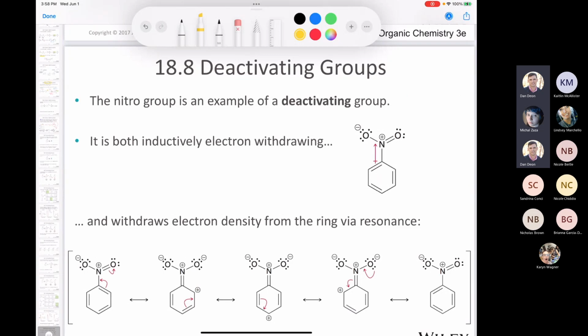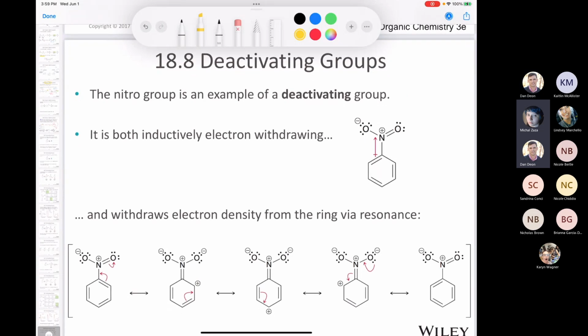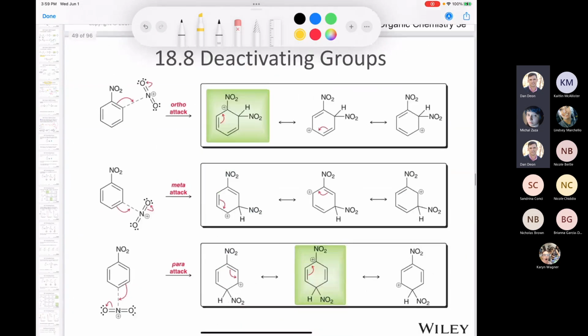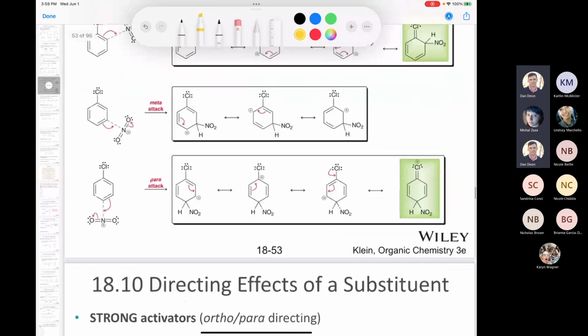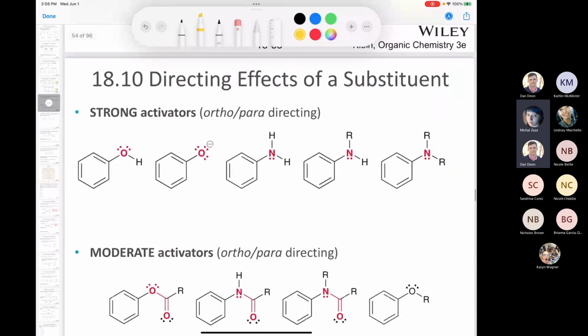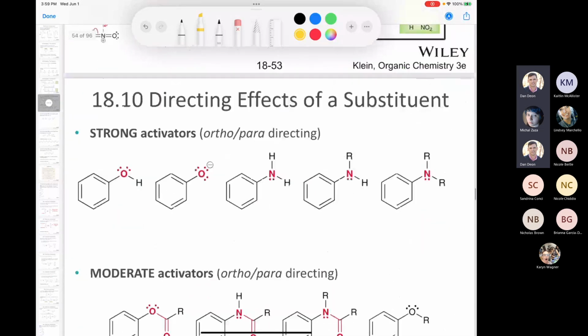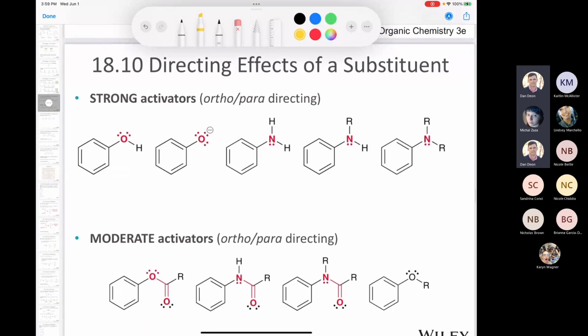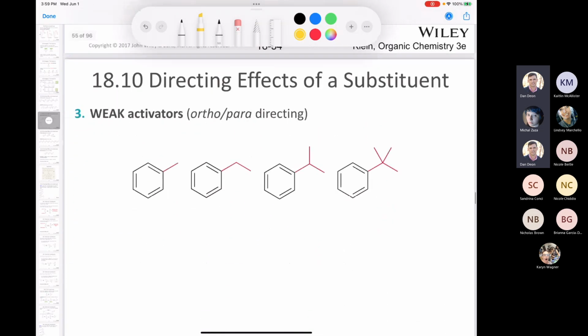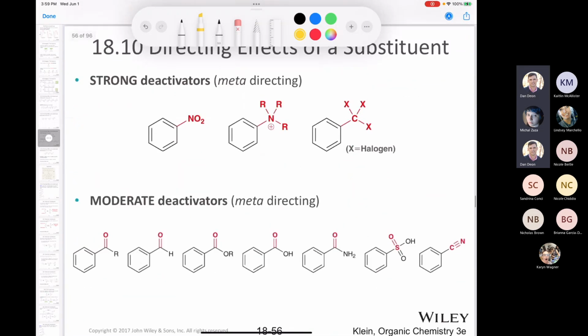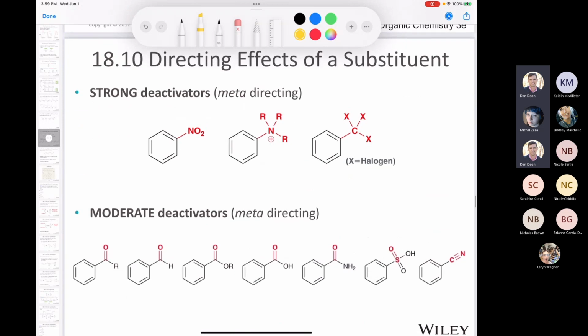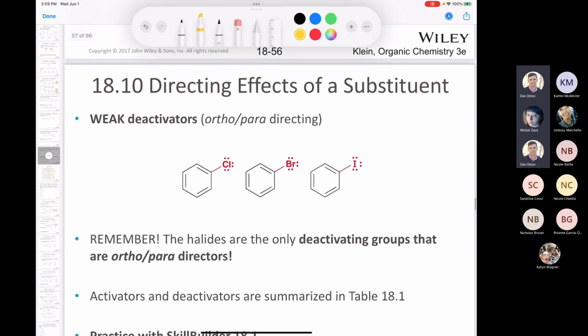And you have to have a solid understanding and knowledge of what makes a deactivating group and what makes an activating group. That is all summarized in this table right here. I can't remember exactly which table it is in the book, but it's covered in section 18.10. Students have to memorize strong activators, moderate activators, weak activators. Then they have to memorize strong deactivators, moderate deactivators, and weak deactivators.